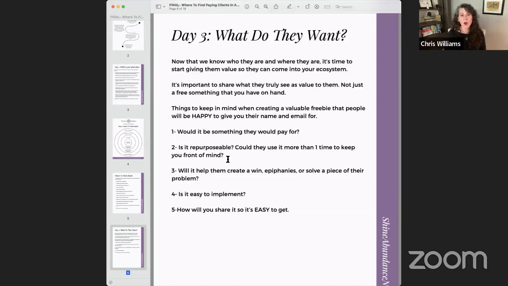So when we're creating some free value to bring people into our ecosystem, we want it to be something that is absolutely a no-brainer, something they are happy to give you their name and email for. Why do we want their name and email?